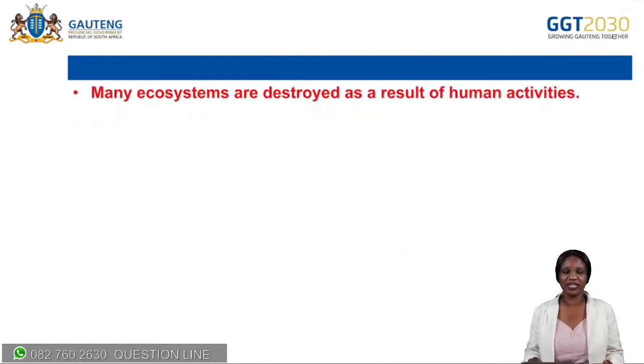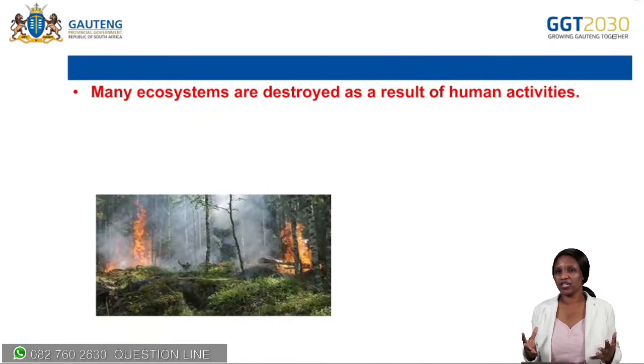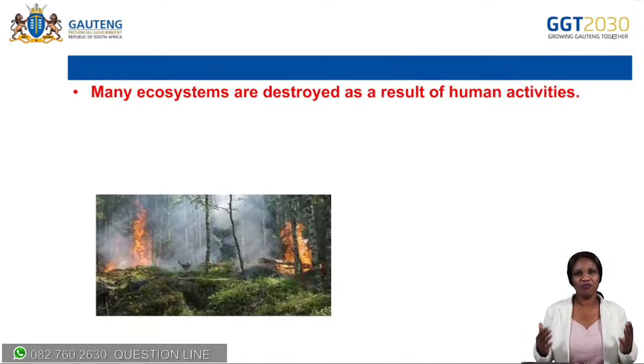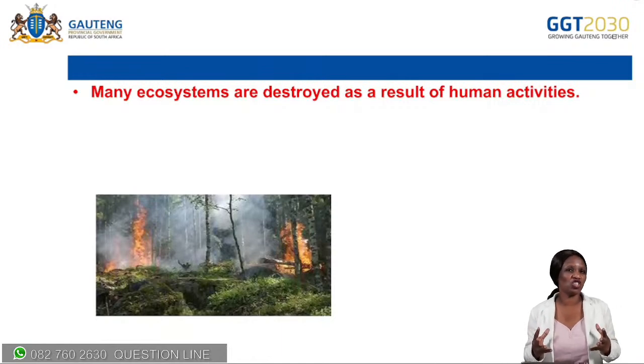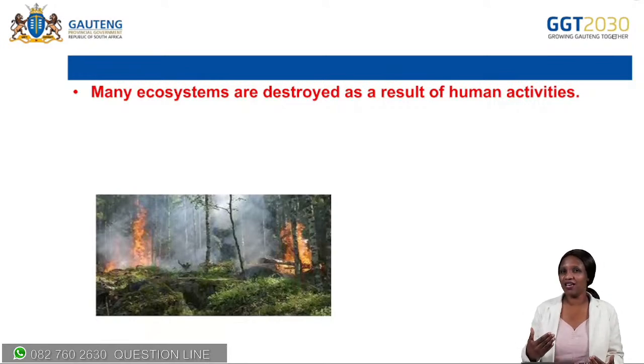Many ecosystems are destroyed as a result of human activities. Human activities at times destroy the ecosystem. What do we mean if we say destroying the ecosystem as a result of human activities? Humans at times destroy the ecosystem. For example, if you burn a forest, you are destroying the ecosystem. Why? Because the fire is going to burn the vegetation. It will also kill the species that are living in that forest. And then there are a lot of organisms that depend on the forest. But if it is burned, they won't have a home. They won't have food. Right. Let's put all that into consideration.